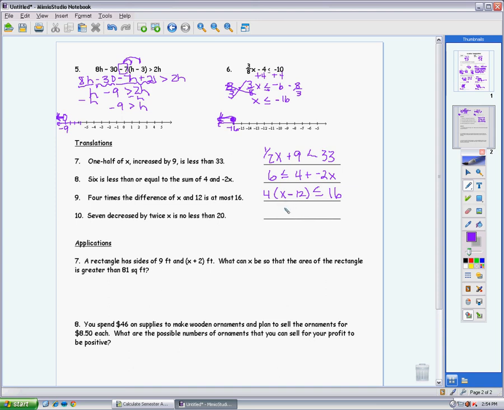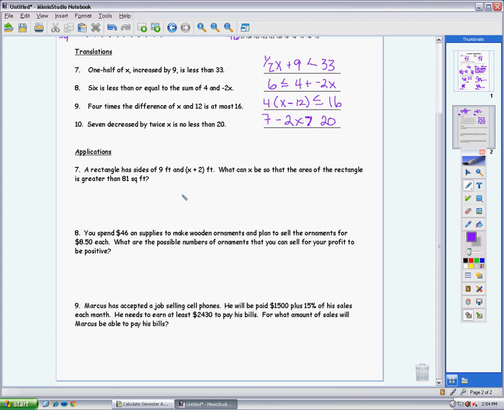7 decreased by twice x is no less than 20. Well, 7 decreased means subtraction, 2x, and then I know I've got 20. So it's got to be no less than 20. That means 20 is the smallest it can be. So that means it's got to be greater than 20, because it says it can't be less than 20. Might be greater than or equal to, but I'm pretty sure it's greater than or equal to 20.